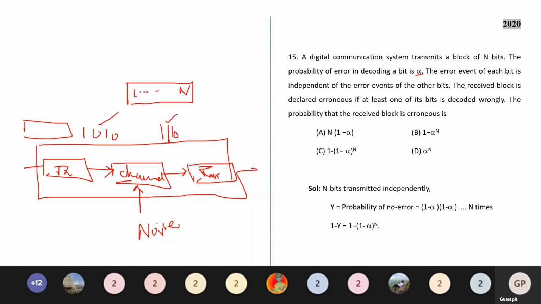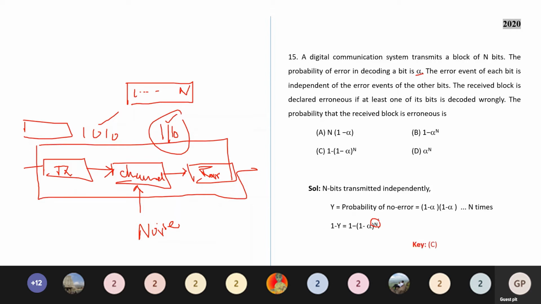The error event of each bit is independent of the error event of the other bits. The received block is declared errorless only if none of its bits is decoded wrongly. The formula to calculate this is, as you can see here, y is the received data. The probability of no error for one bit can be written as 1 minus alpha. If the data has n bits, you have to raise it to the power n, so (1 minus alpha) to the power n. This is the formula for the probability of an errorless block of n bits.